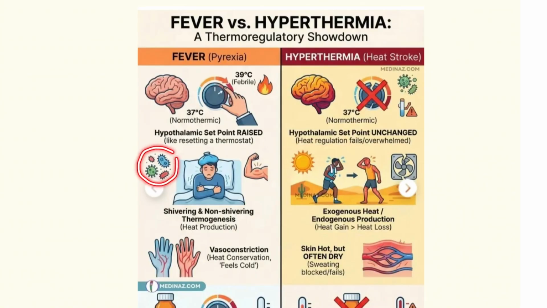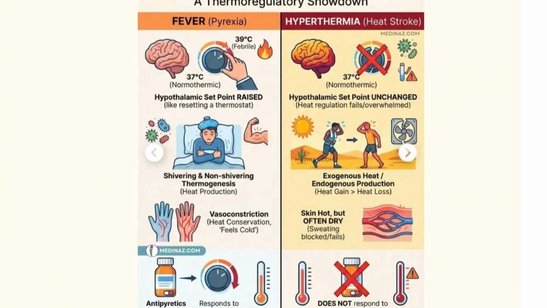Fever occurs because bacteria or viruses enter the body, and heat production occurs by shivering and non-shivering thermogenesis. While in hyperthermia, either exogenous or endogenous heat production occurs. Heat gain is more than heat loss in hyperthermia. Now in fever, there is vasoconstriction, which will try to conserve heat, and the patient will feel cold. Because of the vasoconstriction, the heat is conserved. While in hyperthermia, the skin is very hot, often dry. Sweating is usually blocked in hyperthermia, so the skin becomes hot and dry.